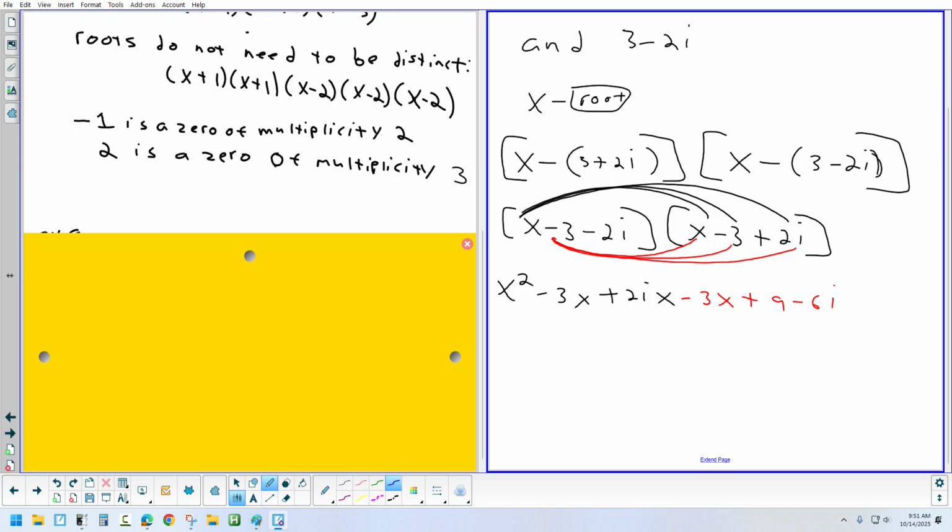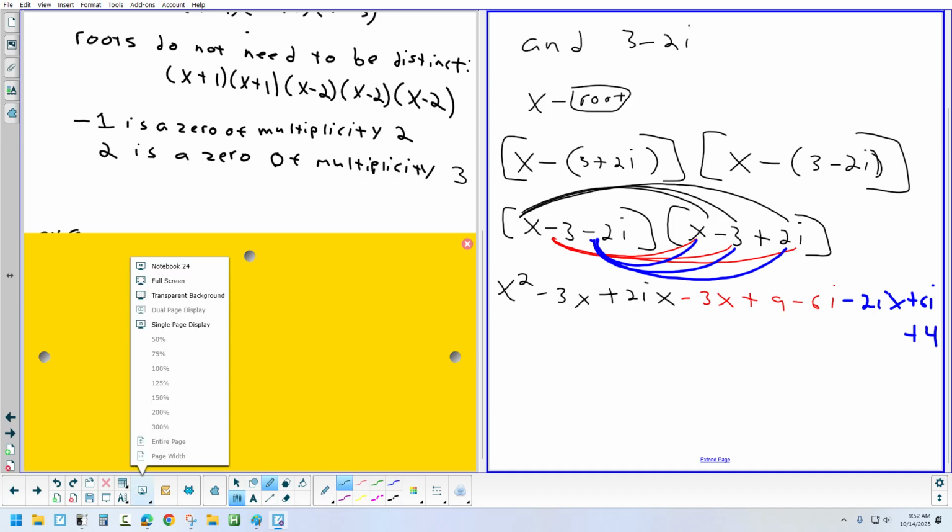Now I need to do the third one. That's a minus 2ix. Negative 2i times negative 3i is plus 6i. And negative 2i times positive 2i, that is negative 4i squared, which is plus 4. Okay. And now, what's going to happen there?